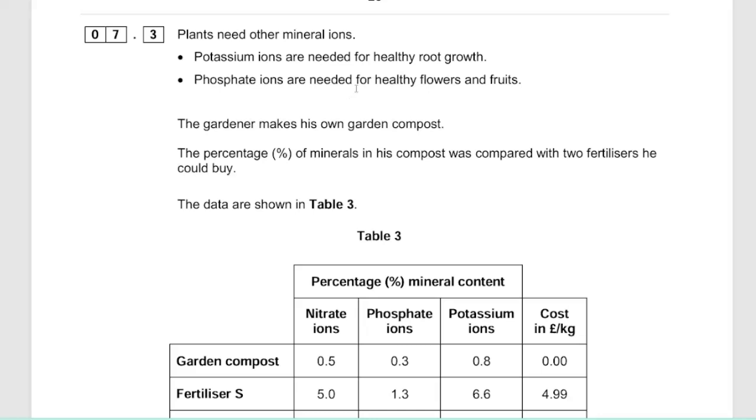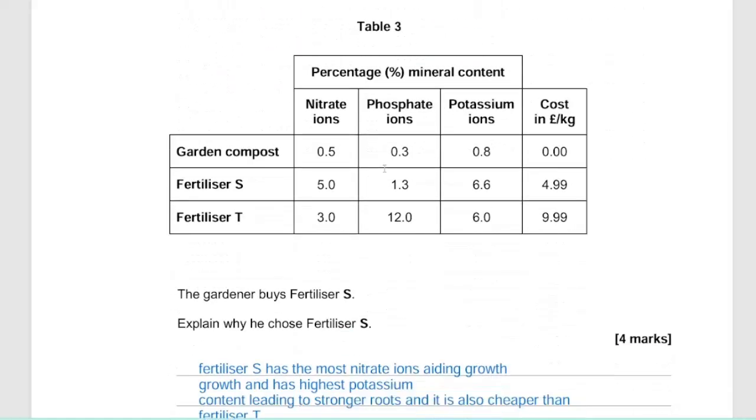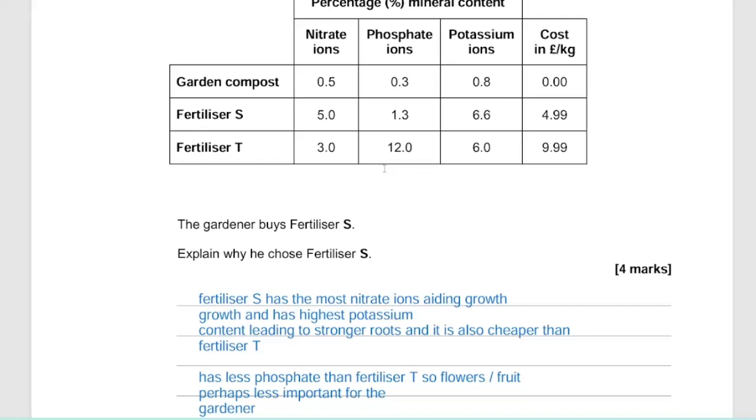Now, for this, you need to read the question carefully, where it says phosphate ions are needed for healthy flowers and fruits. And because this guy's a gardener, he probably knows what he's doing, so he probably chose the one that had low phosphate ions for a reason, which means that flowers and fruit probably aren't as important to him. It's a bit tricky, but you just need to read through the question carefully and use a bit of critical thinking.